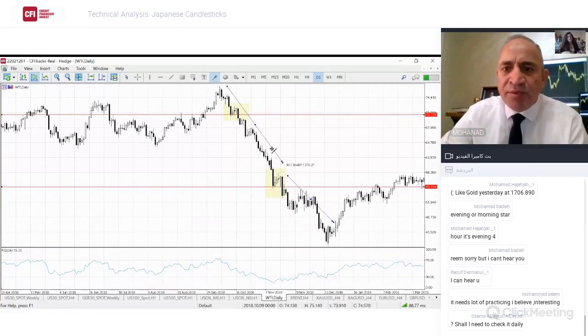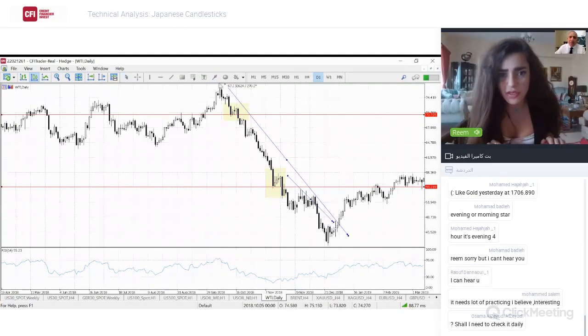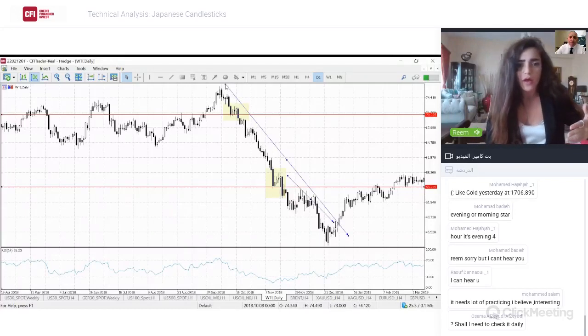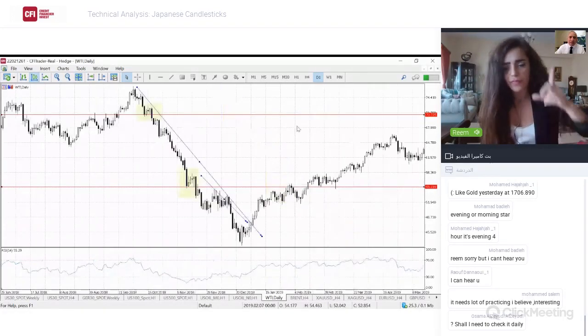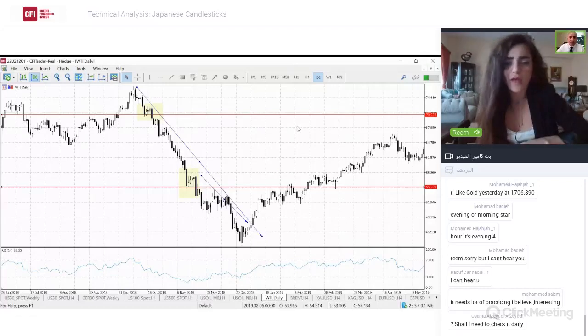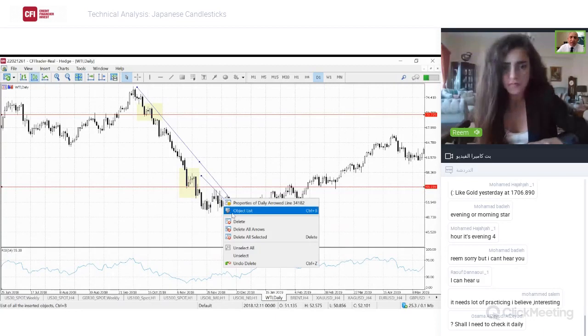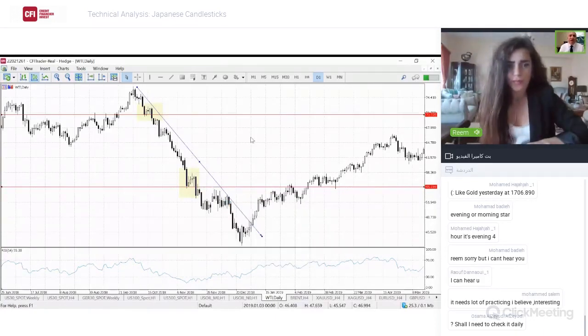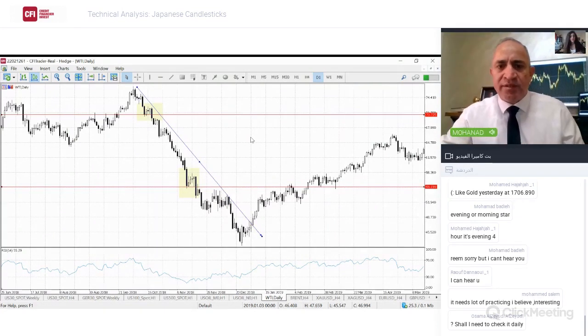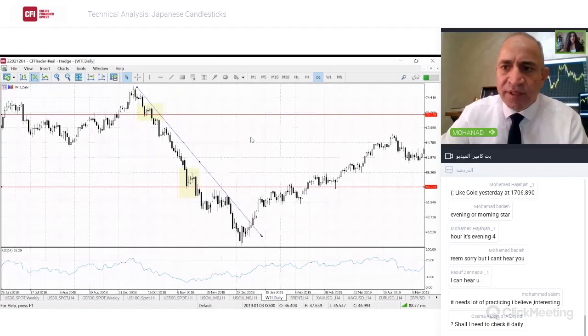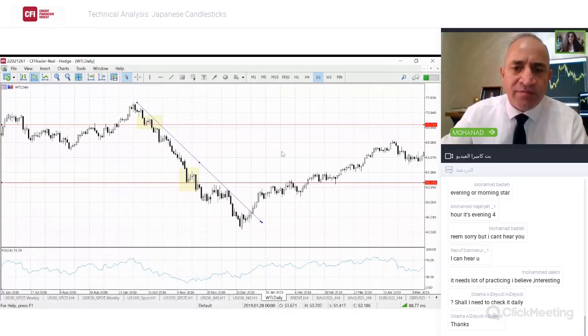This is very interesting. Osama is asking, should he check this daily to try and capture a trend in the market or a candle pattern? Yes, he can. I mean, it's better to check it daily. Yes, of course. Daily patterns are more reliable than 4-hour patterns, than 1-hour patterns. The bigger the time frame, the more indicative the pattern, and the better its indication that the trend will continue.